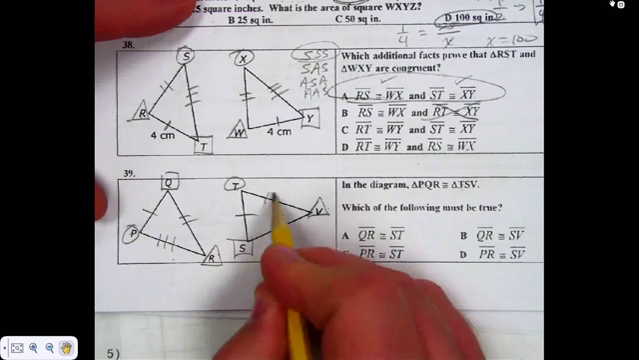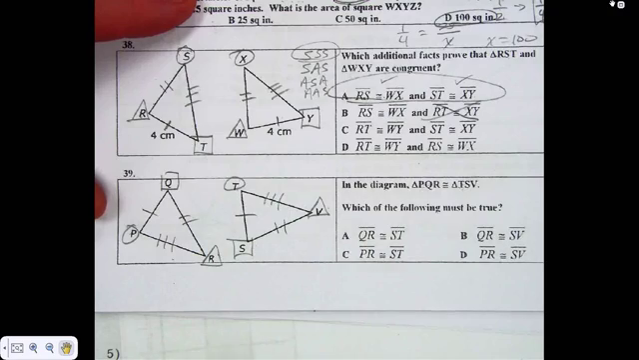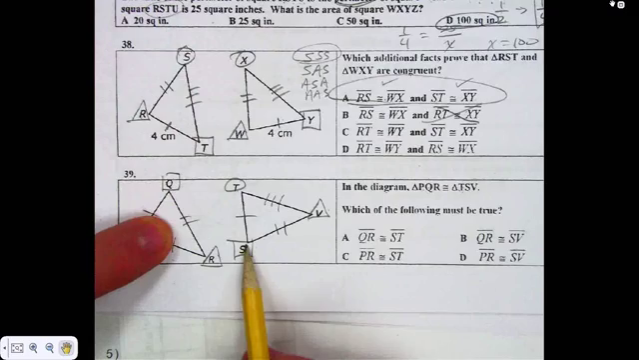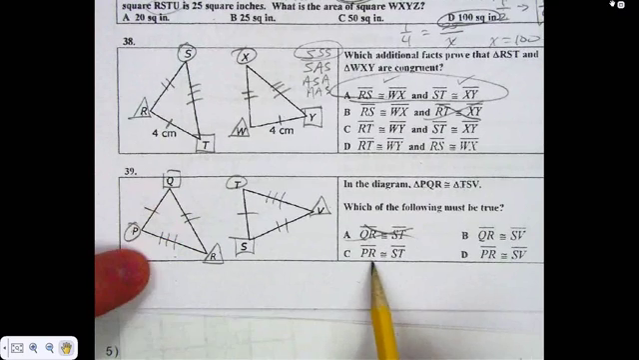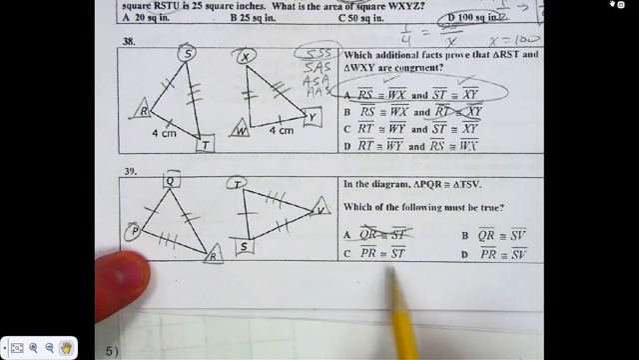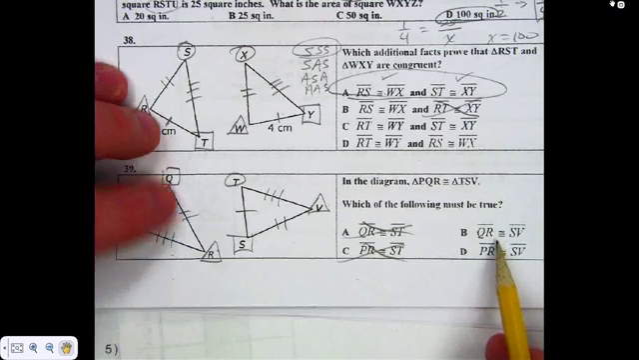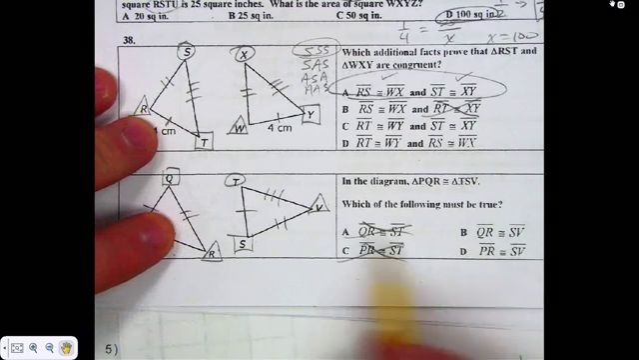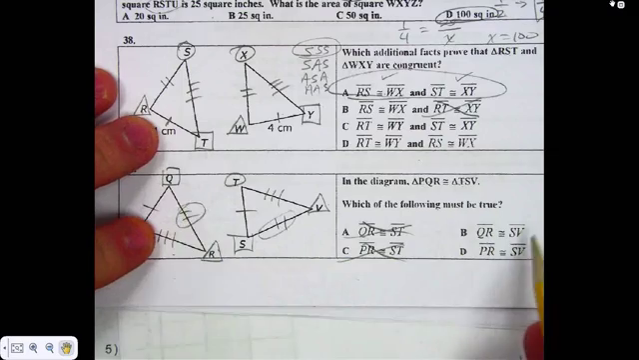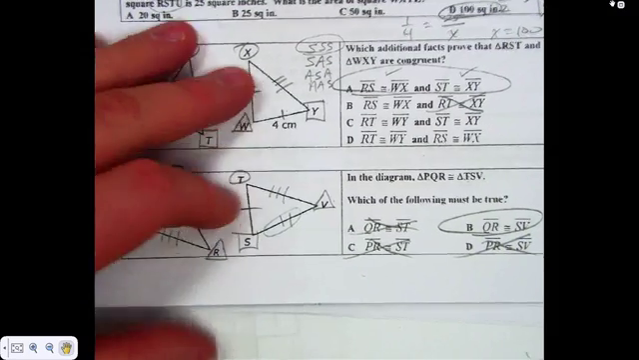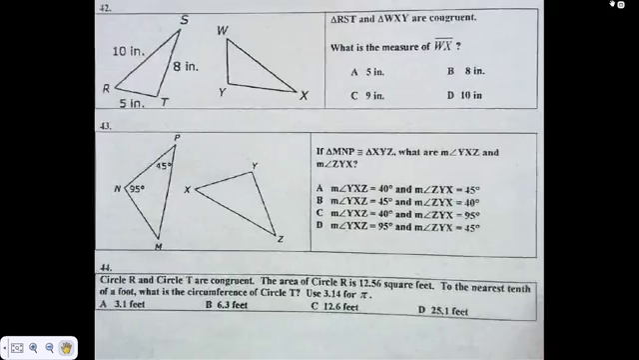I got it right. Does everyone agree? Correct. So which one of these works? QR? Is that congruent to ST? No. PR? Is that congruent to ST? No. QR? Definitely correct. QR, is it congruent to SV? Yes. A lot of questions on just knowing that things have to be written in corresponding order, correct?